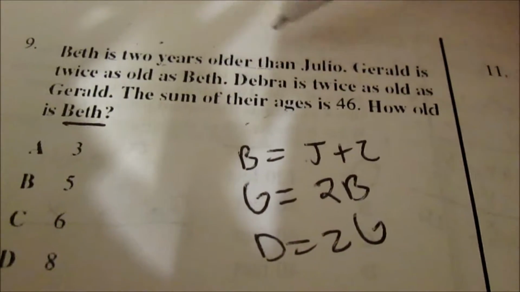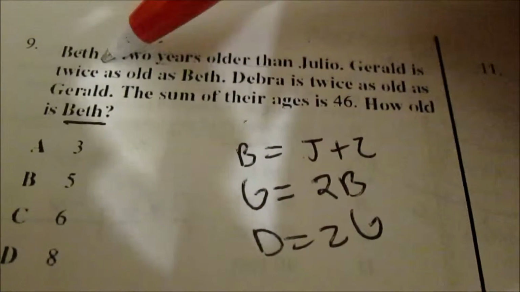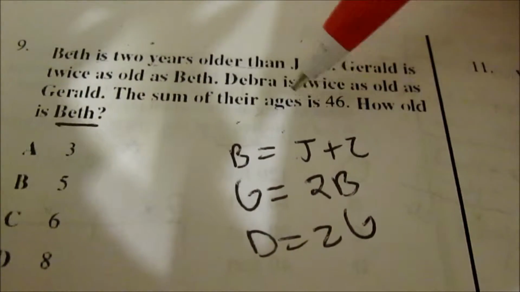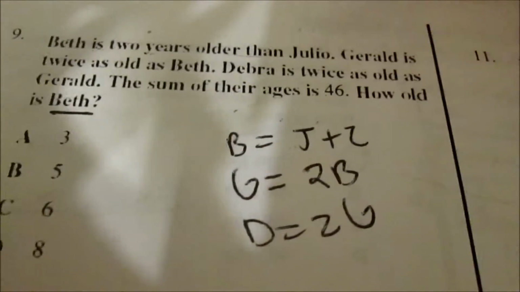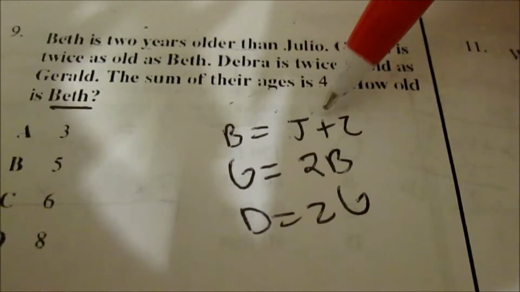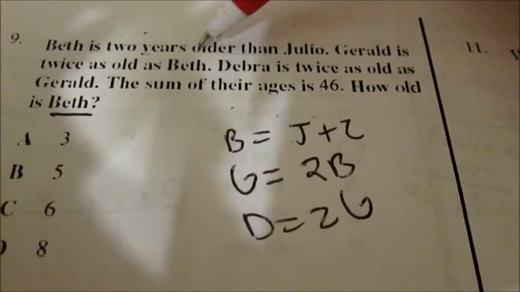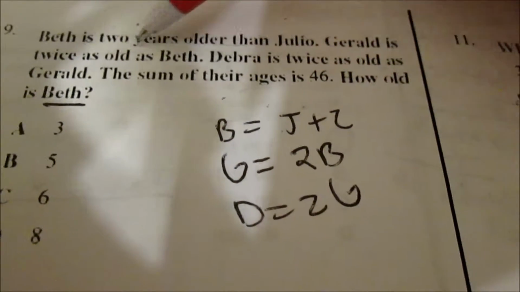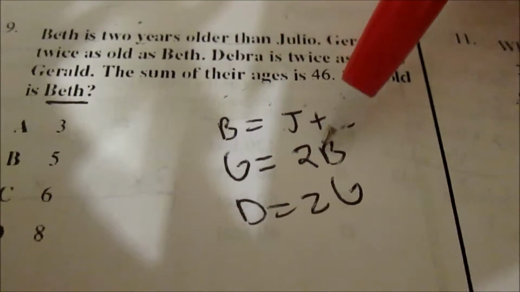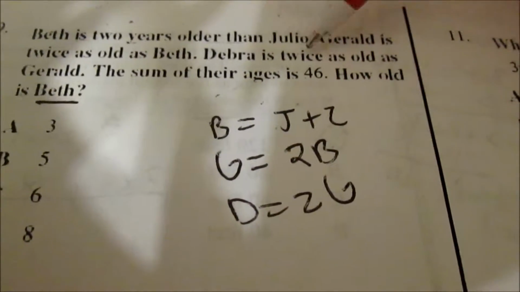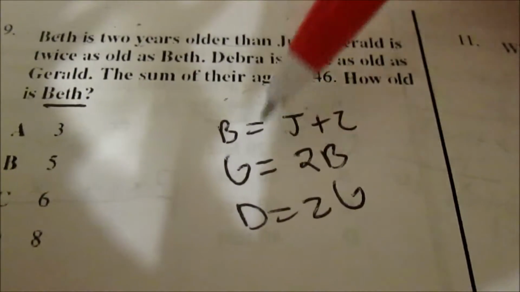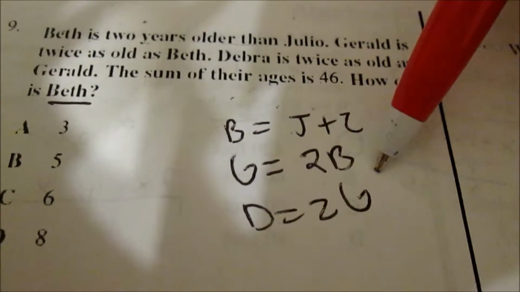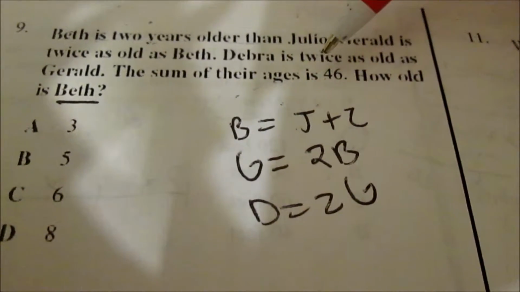First one, Beth is 2 years older than Julio. So I'll use B for Beth equals Julio plus 2. That's because she's 2 years older, plus 2. Now, Gerald is twice as old as Beth. That means G equals 2 times B, or for short, 2B. Deborah is twice as old as Gerald, so D equals 2G. The sum of their ages is 46.